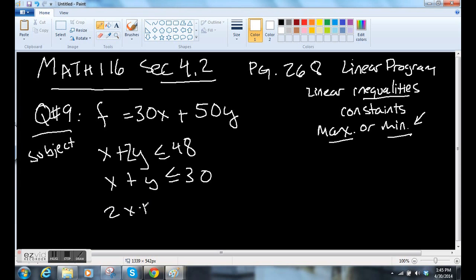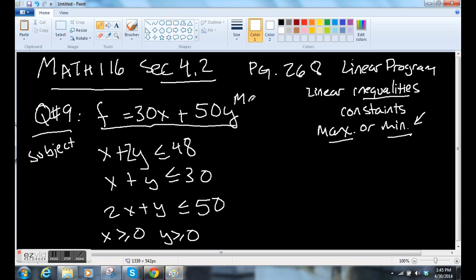2x plus y is less than or equal to 50, and all of these equations would come out of some problem having to do with the various variables, like the number of things you can produce and how many can be made in each factory, that kind of thing. But here are some examples: x plus 2y less than 40, x plus y less than 30, 2x plus y less than or equal to 50. So we're trying to maximize this subject to these constraints.